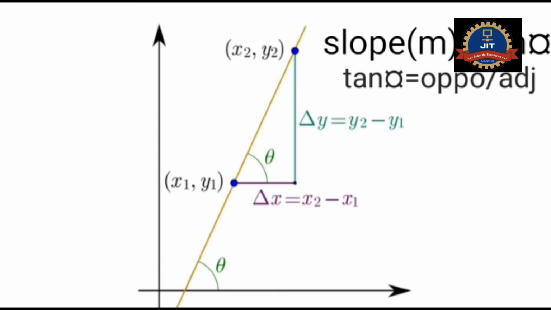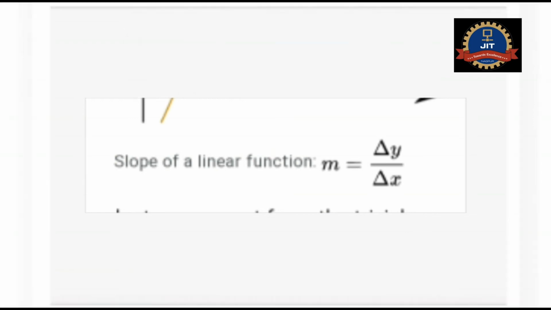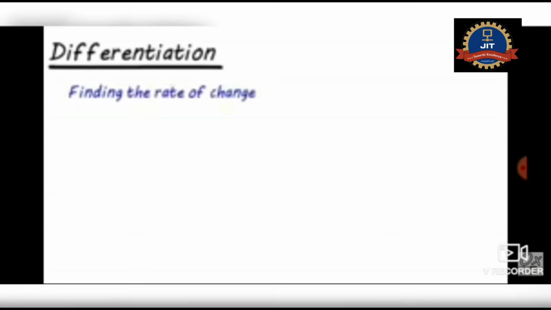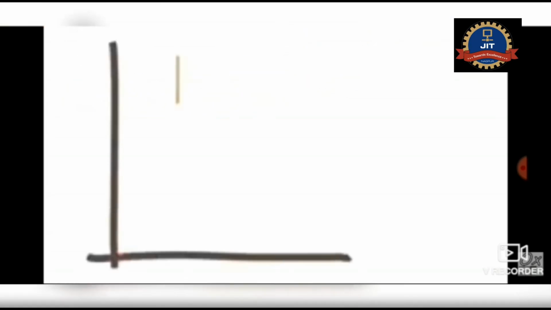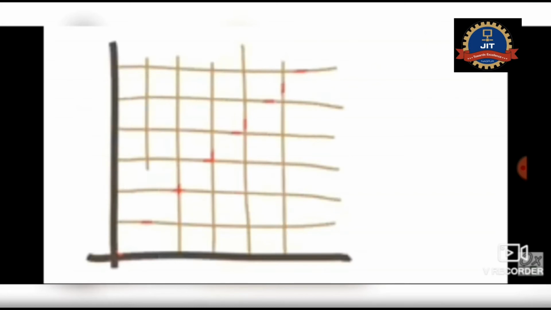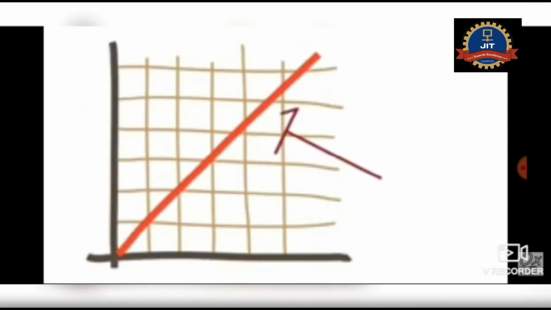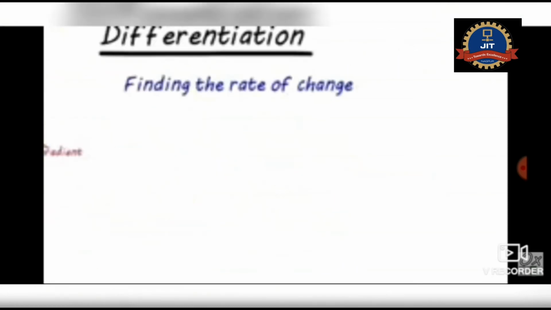Now slope m is equal to tan theta and tan theta is equal to opposite upon adjacent. If x and y are real numbers and if the graph of f is plotted against x, then the derivative is the slope of this graph at each point, that is m is equal to del y upon del x. Differentiation is all about finding the derivative, and derivative is all about finding the rate of change or gradient of the function.